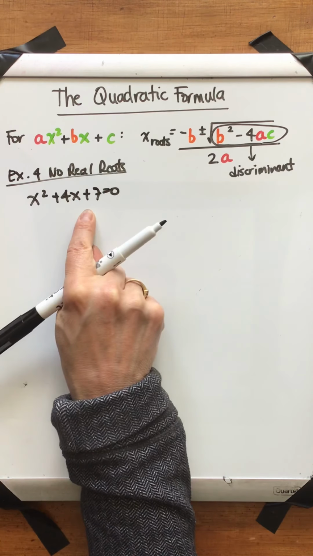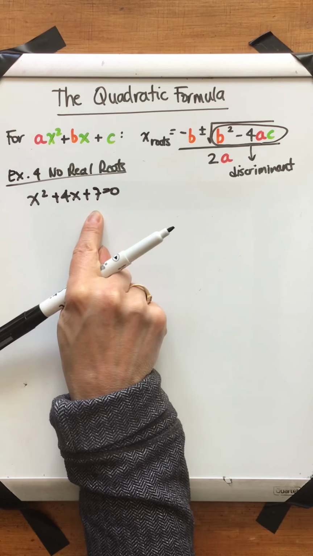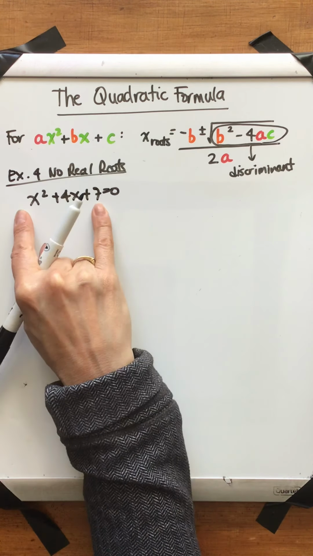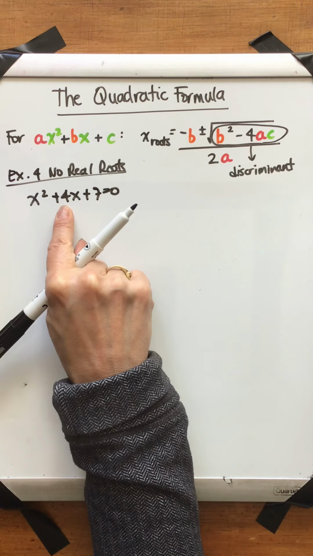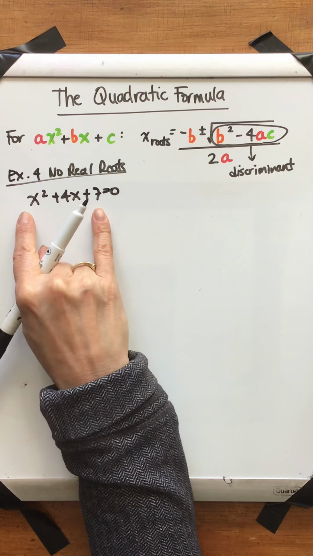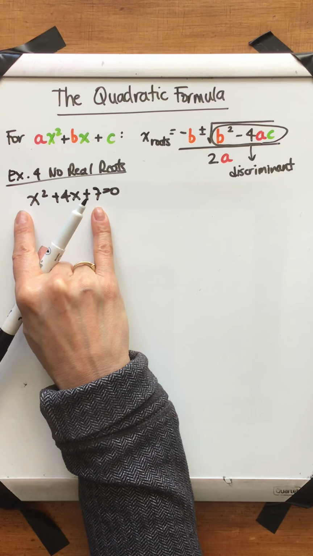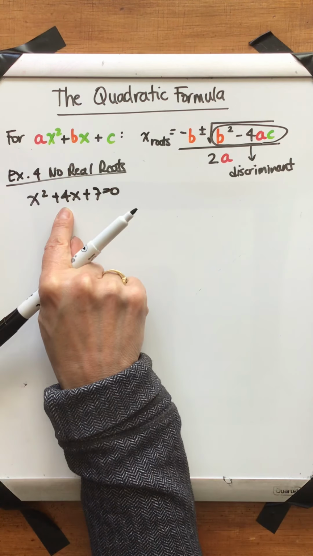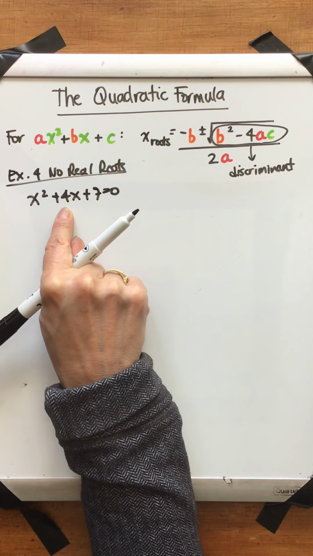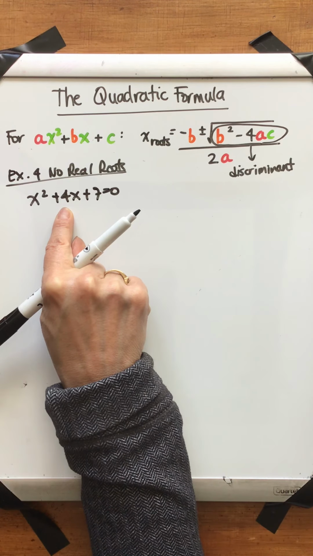It has no GCF. It's not a perfect square trinomial, so I need two numbers that multiply to give 1 times 7 and add to give 4. Well, there are only two numbers that multiply to give 7. That is 1 and 7, and there's no way they're going to add to give 4. So factoring is out. So we're going to have to try using the quadratic formula.